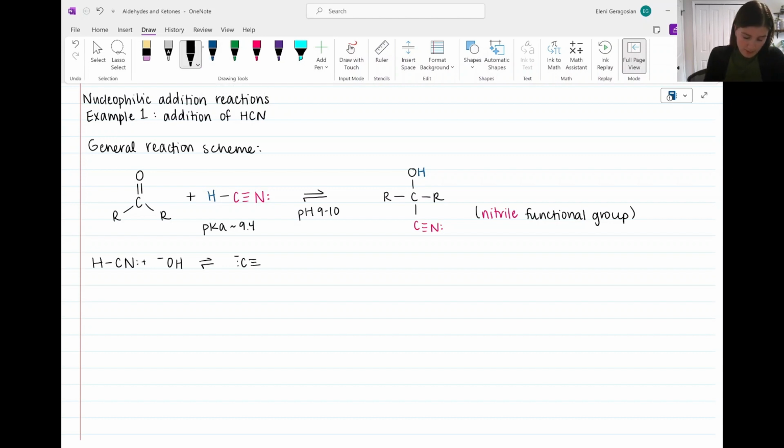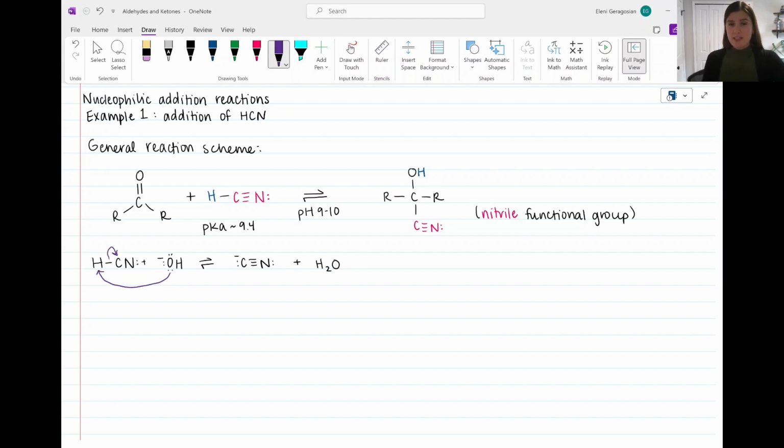This is carbon triple bonded to nitrogen. And then we also have H2O. So all these are in equilibrium with each other. We could draw the reaction arrow for this proton transfer. Electrons from the hydroxide oxygen form a bond to the hydrogen cyanide hydrogen, and then that bond breaks and puts electrons on that carbon, and that's why we have a negatively charged carbon.